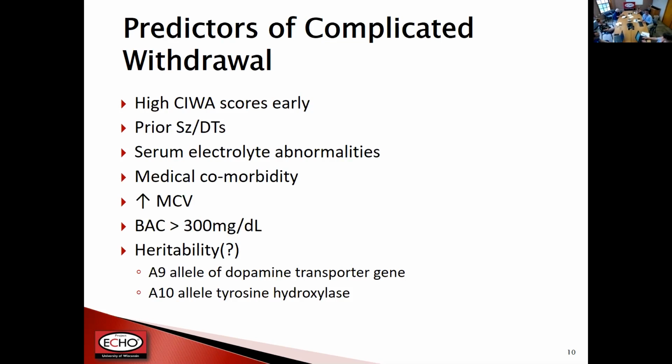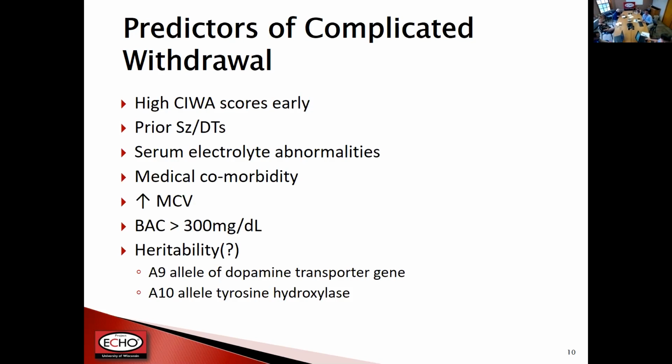Higher withdrawal scores early may also be predictive. I'll be talking a little bit more about that CIWA scale for those not familiar. Serum electrolyte abnormalities, the most common of these being magnesium. So important to assess that. The extent of magnesium depletion has been related to the severity of withdrawal in studies in the past and can be more difficult to get under control if that isn't corrected. So important to have an eye out for that, among other things.